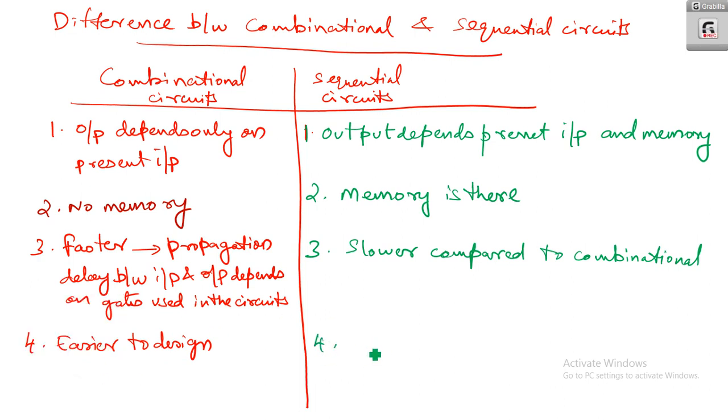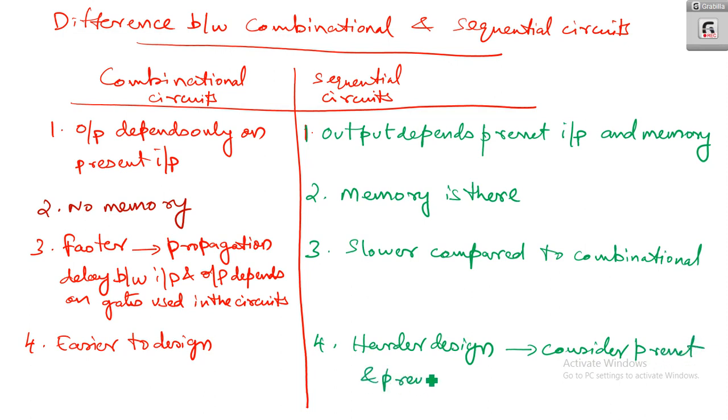Here it is comparatively harder to design because we need to consider the present value of output as well as the previous output. Because we need to consider present and previous outputs and inputs. That is why it is becoming harder. So this is the basic difference between combinational and sequential circuits.